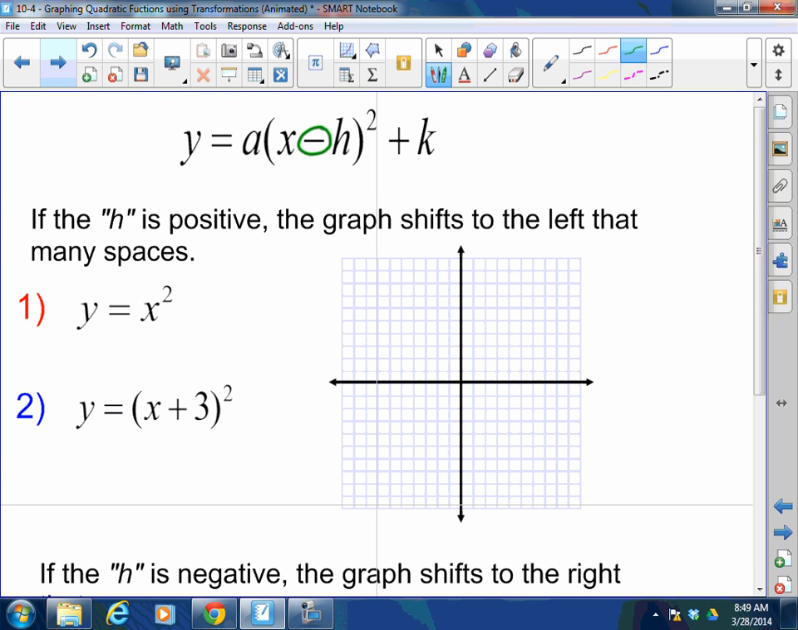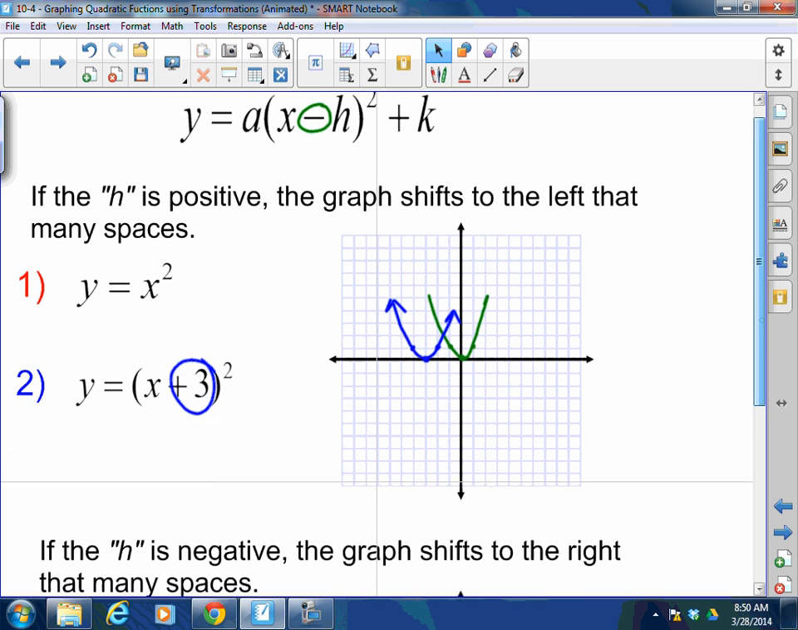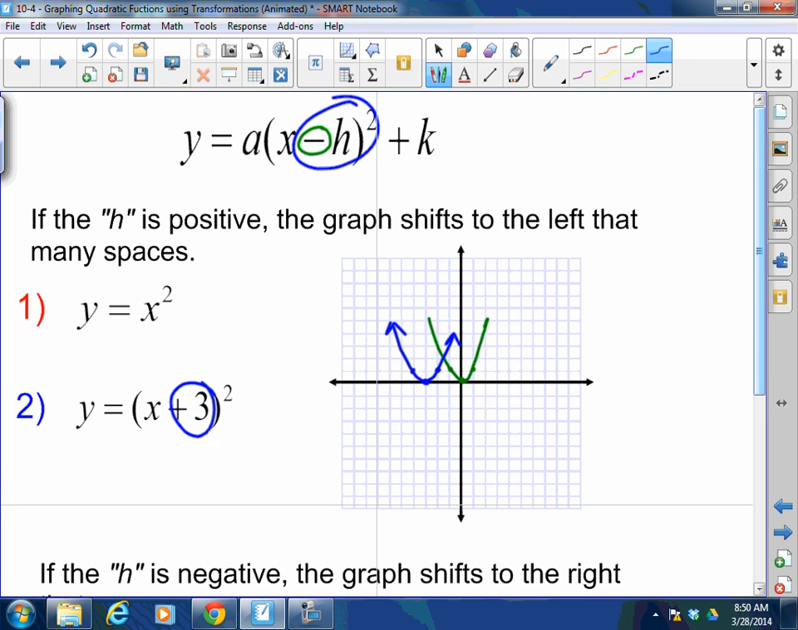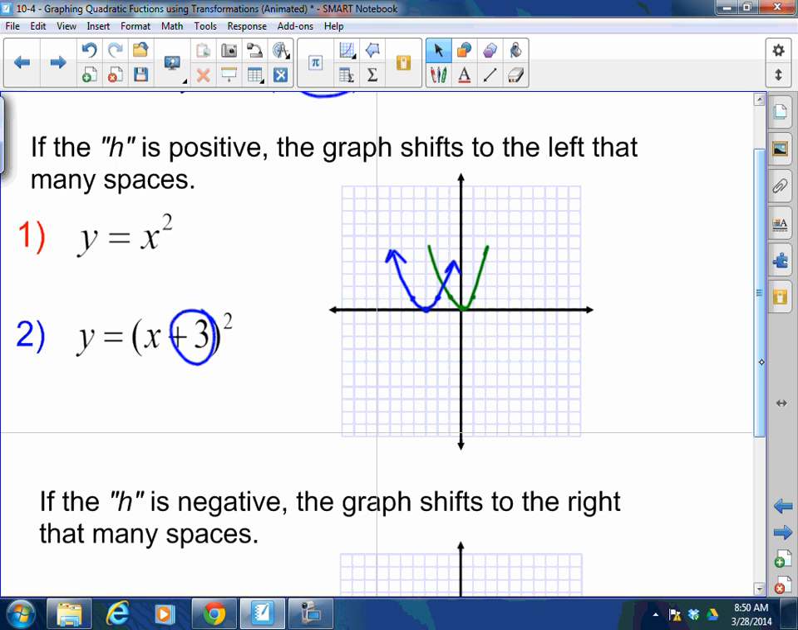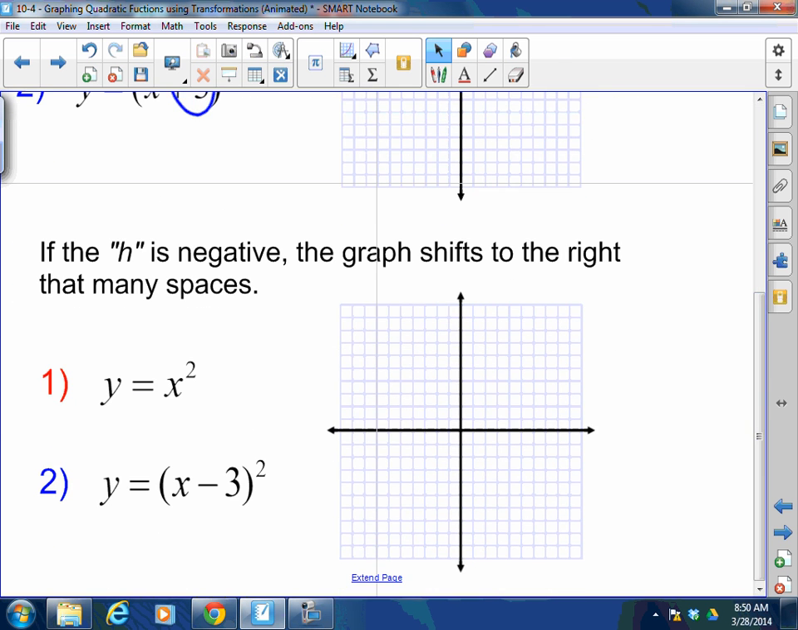So I have my y equals x squared. It's right here. Now I have x plus 3. Shift all of these points 3 to the left. 1, 2, 3. 1, 2, 3. 1, 2, 3. And that's it. That's my H, okay? If H is negative, it's always the opposite of what's here. Okay, so I have x plus 3, it's going to go to the left. It's always opposite.